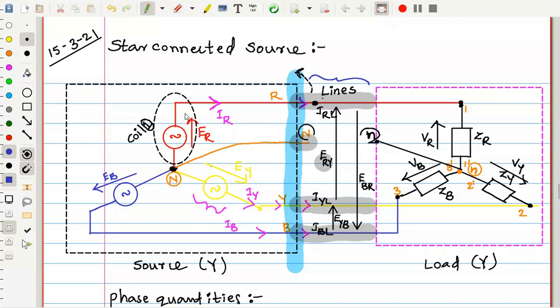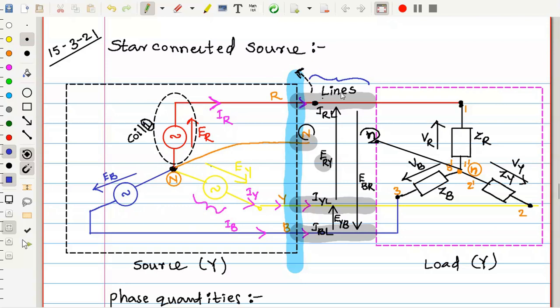For example, the voltage corresponding to this R phase or coil 1 is ER, and the current produced by this single phase generator is IR. These two can be called phase quantities, which are phase voltage ER and phase current IR. Similarly, phase voltage EY, phase current IY, phase voltage EB, and phase current IB. In this way, the quantities inside are referred to as phase quantities.